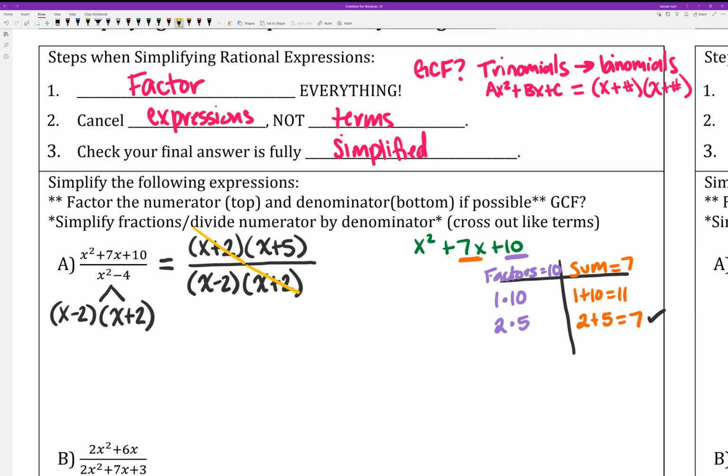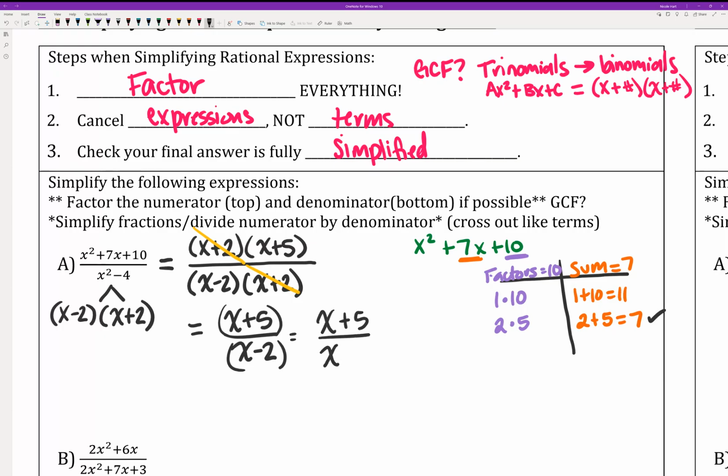That's what I mean when we cancel out expressions, not individual terms. I'm not crossing out x individually. I'm not crossing out 2 individually. I'm crossing out the entire expression x plus 2 together. So both of those cancel out, and we are left with x plus 5 over x minus 2 on the bottom. Now, you can leave these in parentheses, or you can leave them without parentheses.